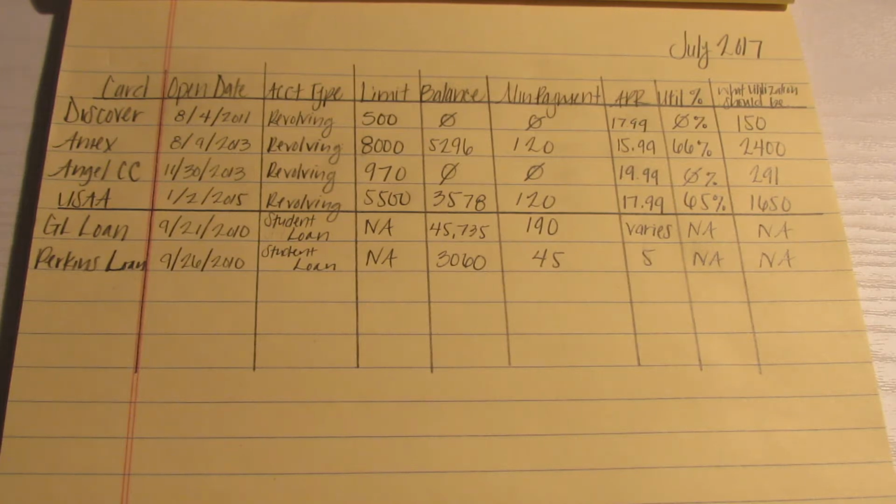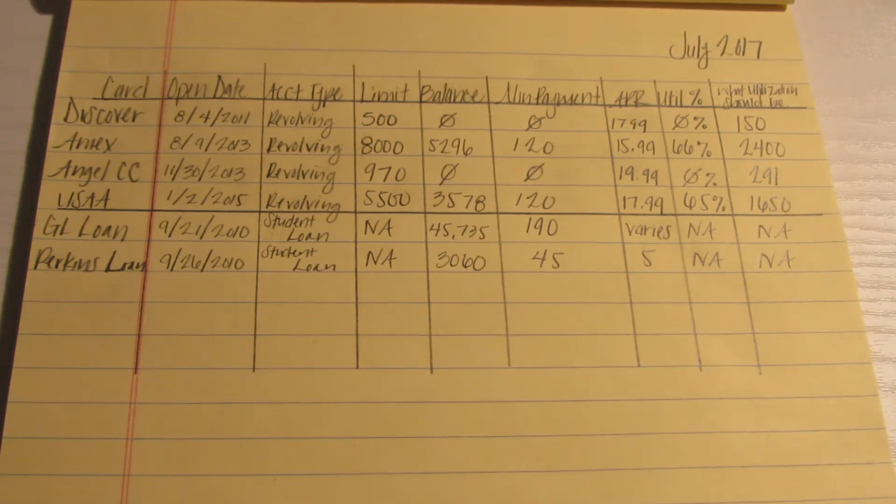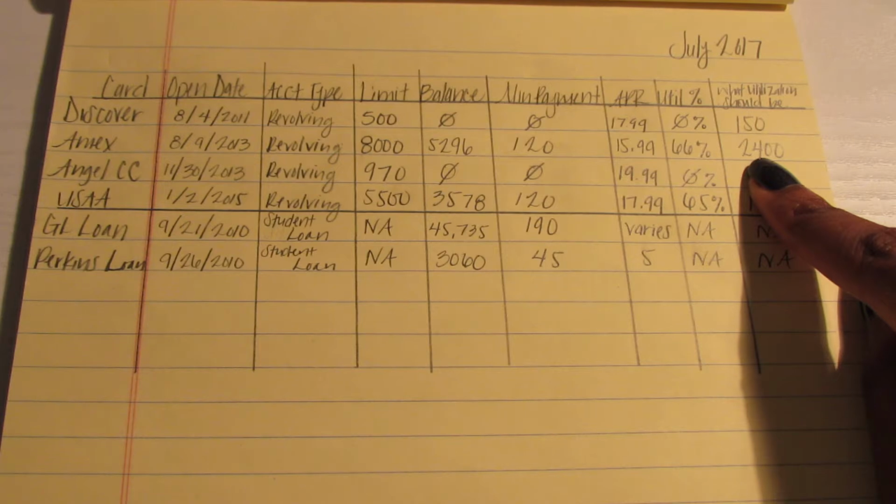But if we move down to the second card, you see the American Express shows that it has a limit of $8,000. But at that time in July in 2017, I had $5,296 as a balance with the APR 15.99% and a utilization percentage of 66%. So if you see the very last column here, it says that my utilization should be $2,400, which means I shouldn't be charging more than $2,400 on this card in order to stay within the 33% or 30% utilization that is deemed okay or good when taking your credit report into account.